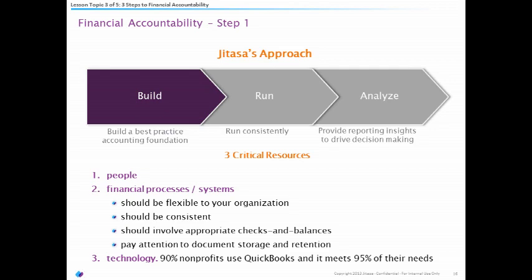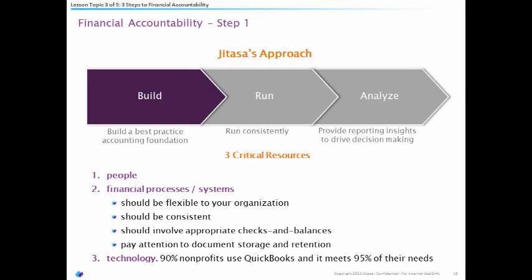Okay, so the very first step that we're going to talk about today is building. And you've got 3 critical resources in order to successfully build appropriately. First is your people. We'll talk a little bit more about people as we go along, but it's important to have the right people that are running your system. I know a lot of smaller organizations use volunteers, which can affect how effectively your system is being run. Your financial system itself should be flexible. It should meet the needs of your organization. It should be applied consistently. And there should always be checks and balances within your system.